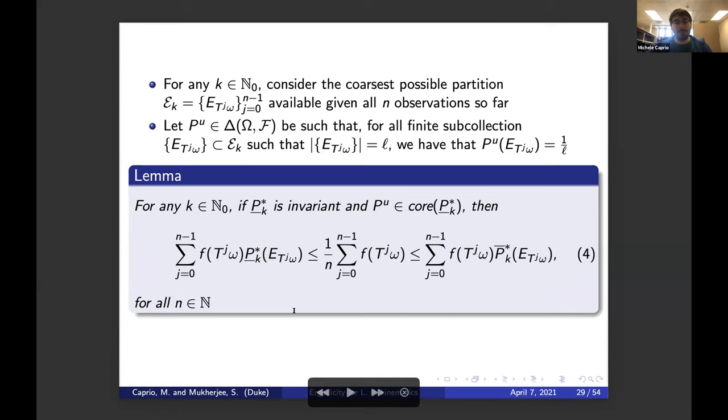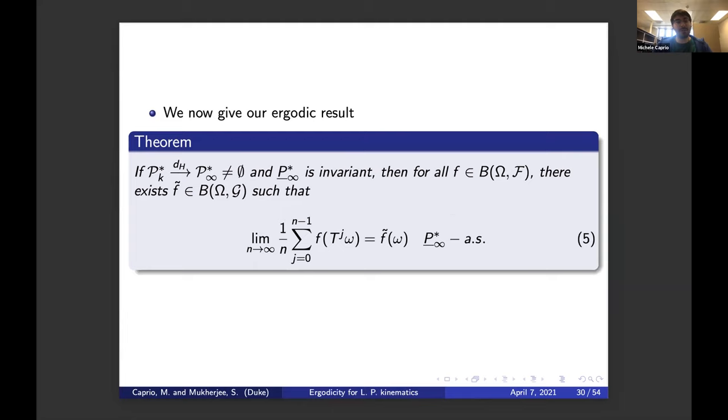So this probability here always exists. And so finally, we get to our ergodic results, and we say that if our sequence converges in the Hausdorff metric to P star infinity, and P star infinity is not empty, and we can also assume that the lower probability associated with P star infinity is invariant, then for every bounded measurable functional f, there exists a bounded measurable functional tilde f on the invariant events, such that the limit of the empirical averages is finite, almost surely.